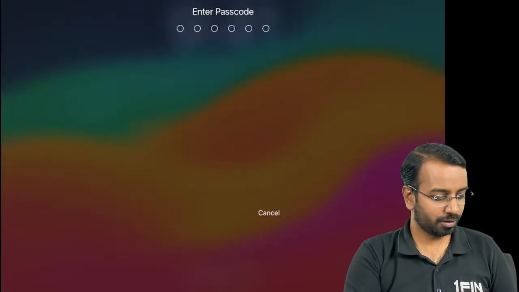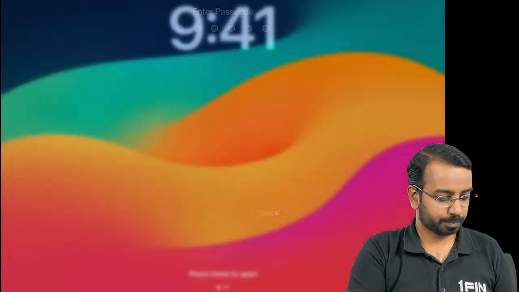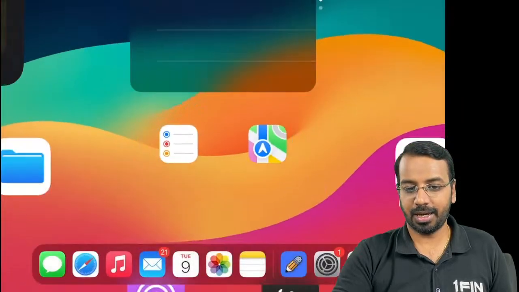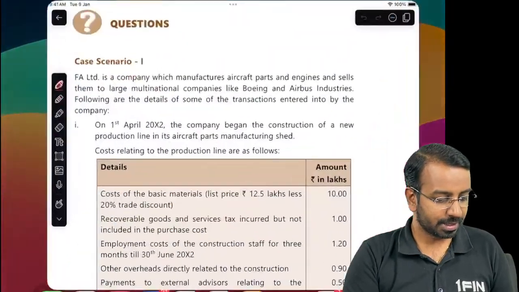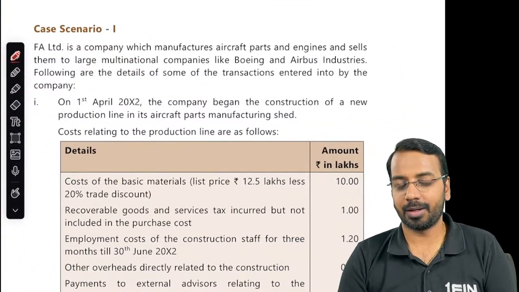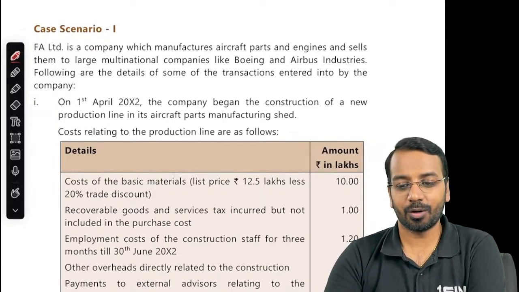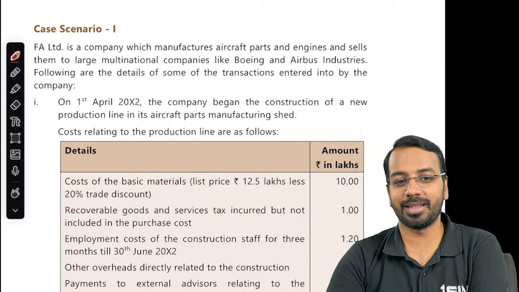So today we have a hands-on session on CA Final RTPs, also CA Inter, right? We'll be discussing the financial reporting RTP. Now this RTP will help us understand what kind of MCQs would be tested in the examination.